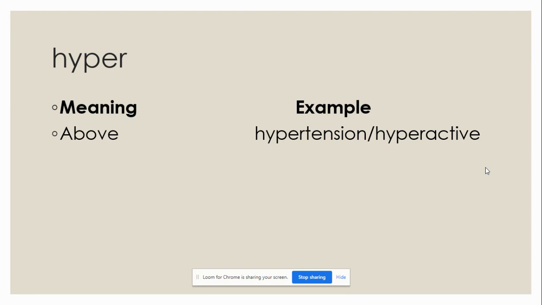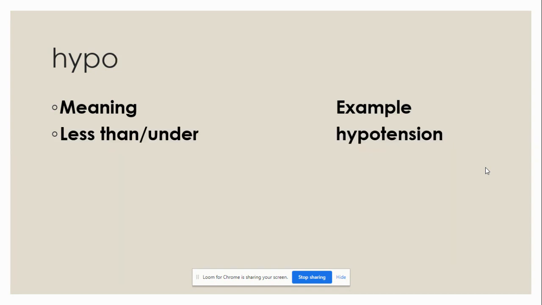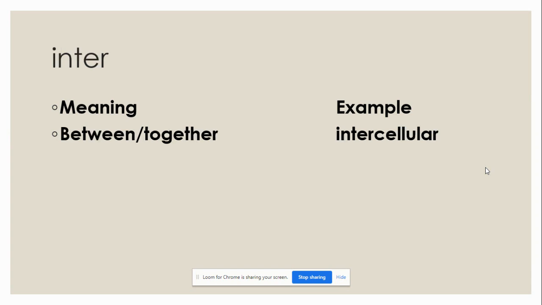Our first term is hyper, which means above. So hypertension or hyperactive would mean that you have blood pressure that is above normal, or your activity level is above that of a normal average person. Hypo means less than or under. So hypotension is going to be a blood pressure that is lower than the normal or the average.